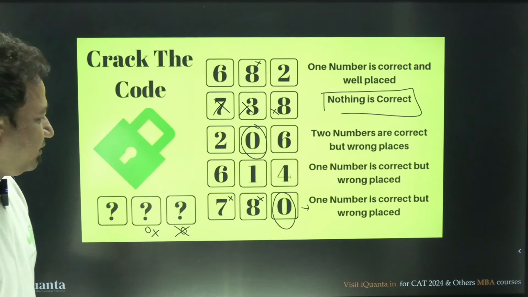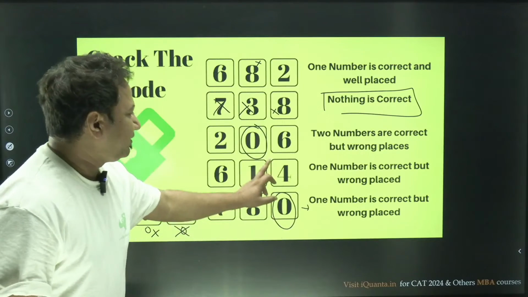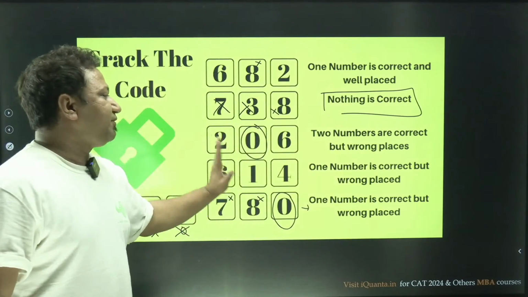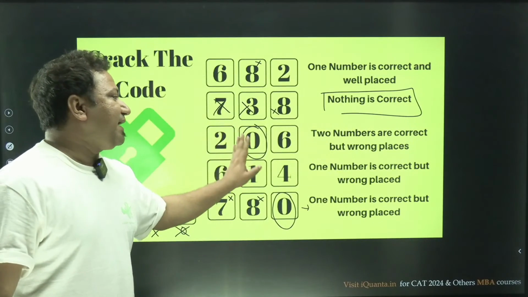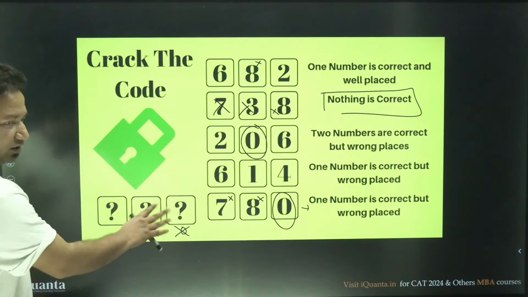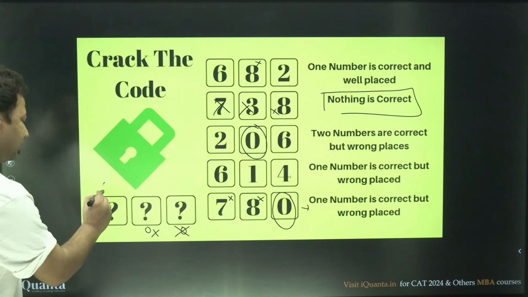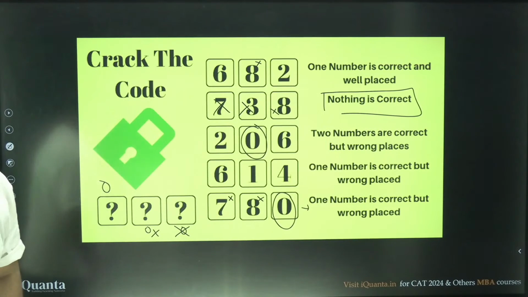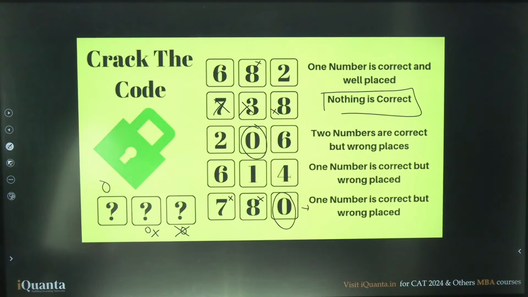Is that clear? 0 is correct, it was at the wrong place. Here 2 are correct. We don't know whether 2 or 6 is correct, but 0 is for sure correct and it is at the wrong place. That means 0 cannot be at second or third position. It has to be in the first position. Let's put 0 in the first position. Cool. Is that clear, everyone? Clear?